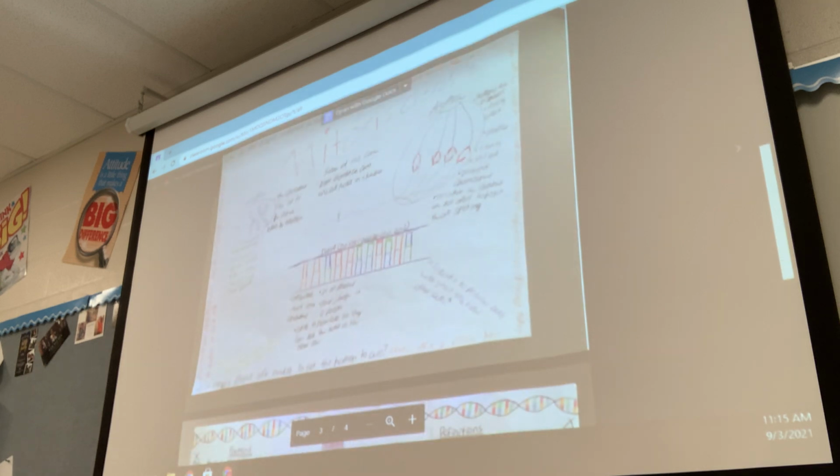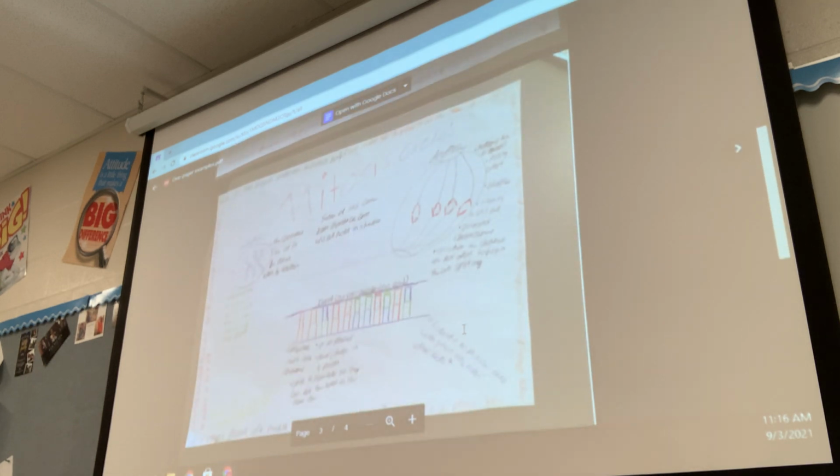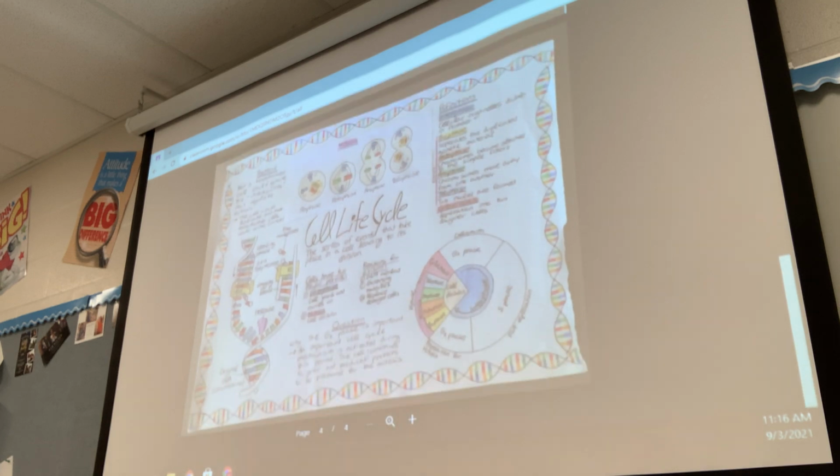Here's another one. Again, this one's not as fancy as the others, and that's okay. I don't care if you're not an excellent artist. That's not what this is about. The idea is to think through the process and put that process onto paper in an organized way. And here's another one. This one was really good, I thought. Very colorful, but they've got their border, they've got their title, they've got their descriptions.